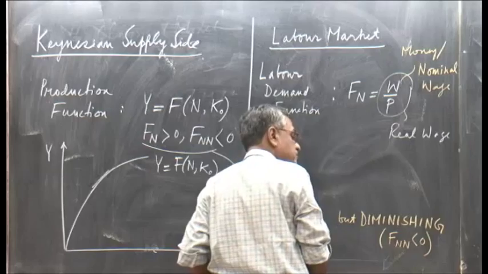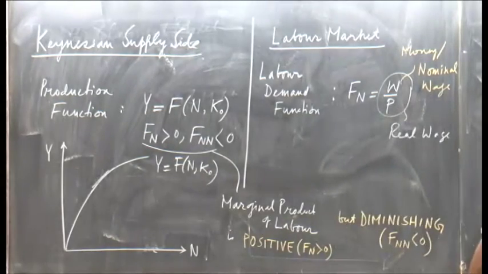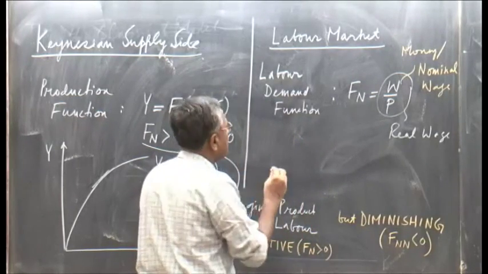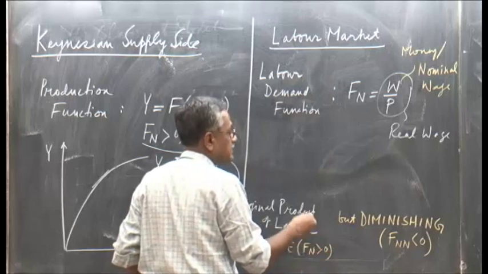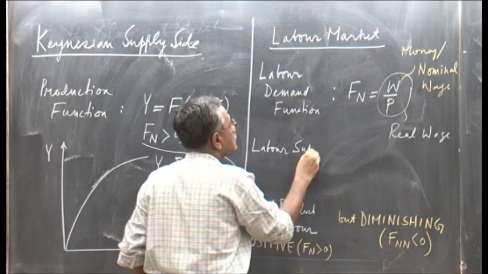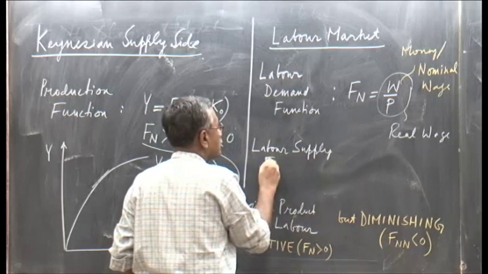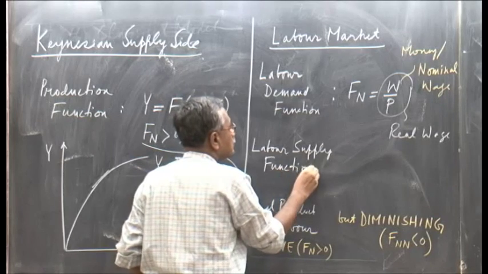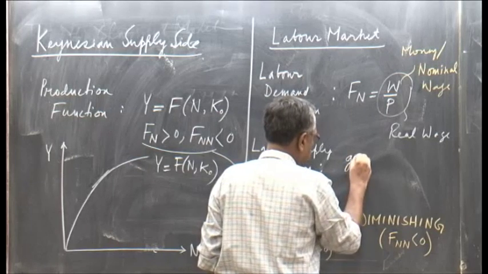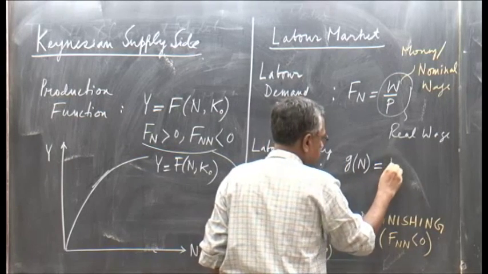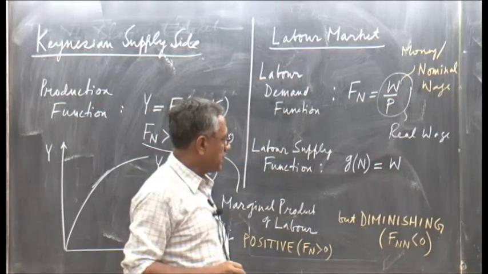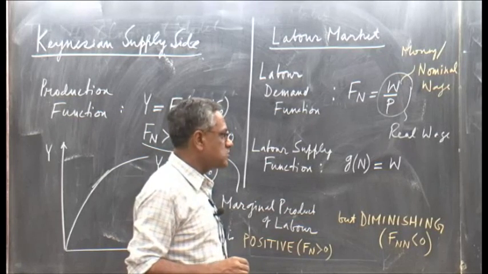The labor supply function is very funny. The labor supply function is equal to, only Gn is equal to W, no P whatsoever. There is no P. Now this is a post-Keynesian interpretation of Keynes.